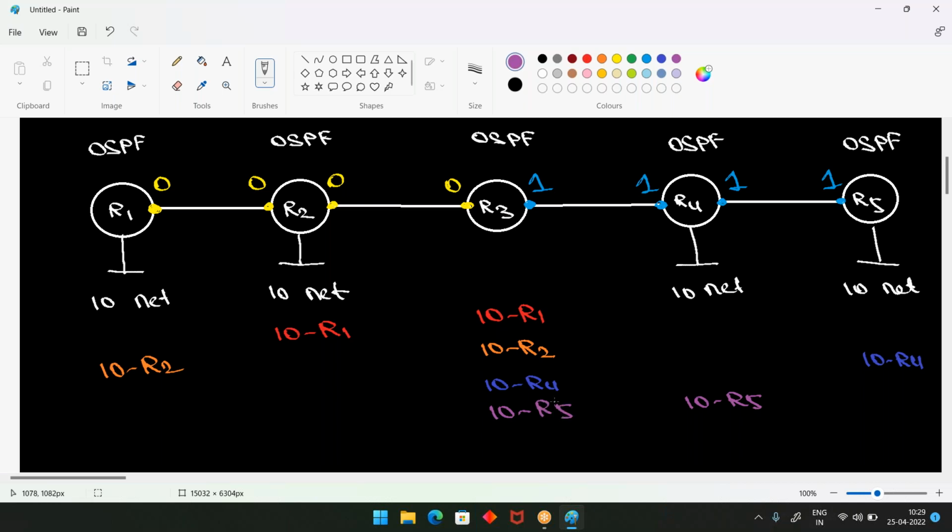Like this. Now tell me, this time, in the R4 router, how many networks can we have? 20 only. 20 networks only. Now tell me, can this device store these 20 networks?